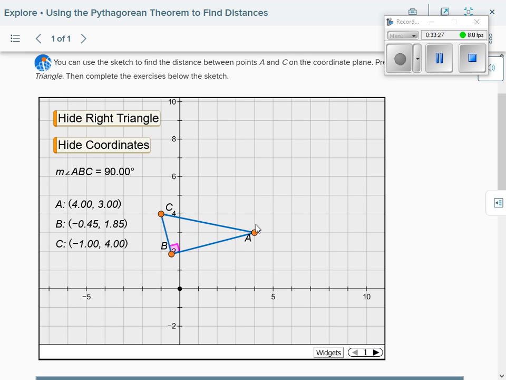I did this. If this is A, this is C, and I connect them to make a right triangle, and I'm trying to find this length. This is a right angle right here. How can we find the length of this side? Count spaces. How many spaces is it? Three.